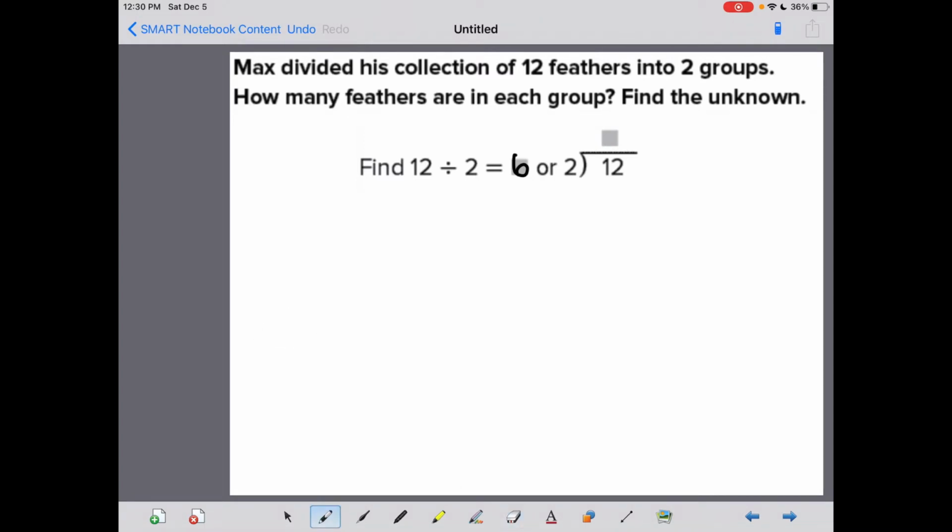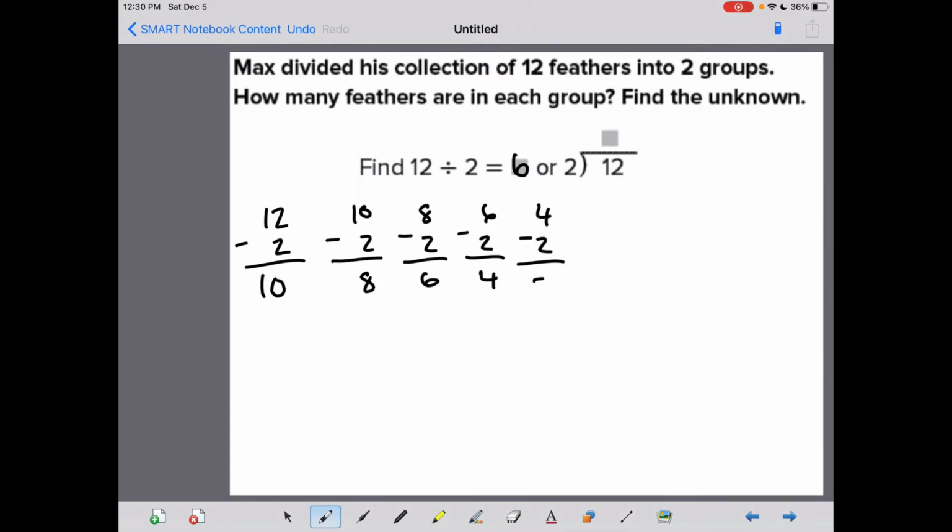I could also use something like repeated subtraction. I could say 12, I'm going to take a 2 away each time because I'm visualizing putting 2 feathers in a group at a time instead of 1 by 1. Or 1 feather in each group at the same time. So I could say 12 minus 2 is 10, 10 minus 2 is 8, 8 minus 2 is 6, 6 minus 2 is 4, 4 minus 2 is 2, and 2 minus 2 is 0. And I did that 1, 2, 3, 4, 5, 6 times.